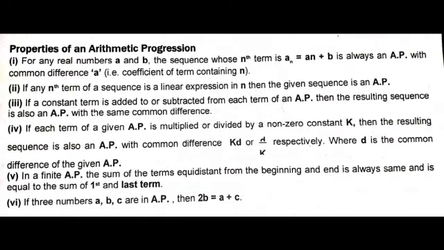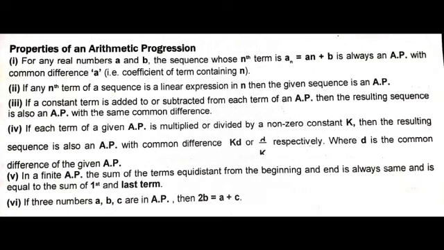Now moving towards the next concept, that is properties of an arithmetic progression. One by one I am going to discuss all 6 properties. So please listen carefully and make a proper note of it. The first one is, for any real numbers a and b, the sequence whose nth term, meaning general term, an, is equal to an plus b, is always an AP with common difference a, that is, the coefficient of the term containing n is the common difference.